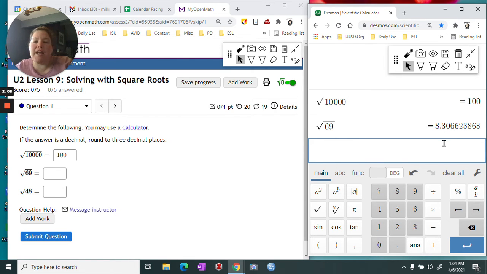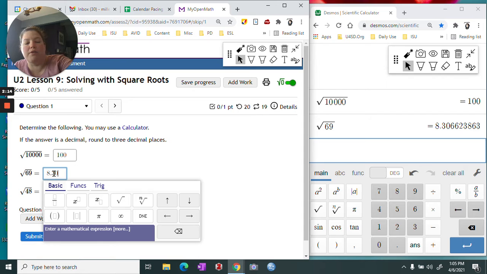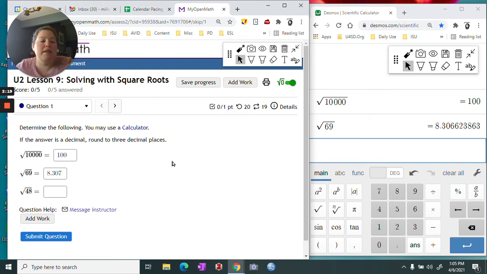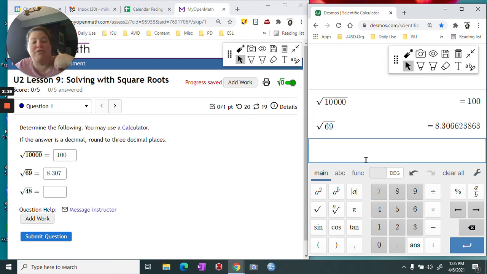So I'm going to type in 8.307, because that 6 tells me to bump. Okay? Lastly, I have the square root of 48, so I'm going to hit my square root button. Again, if you forget about that button, you can type SQRT, and it automatically brings up that square root button. 48, enter, so 6.9282. That 2 is below 5, so that tells me to keep the 8. So I'm going to type in 6.928.